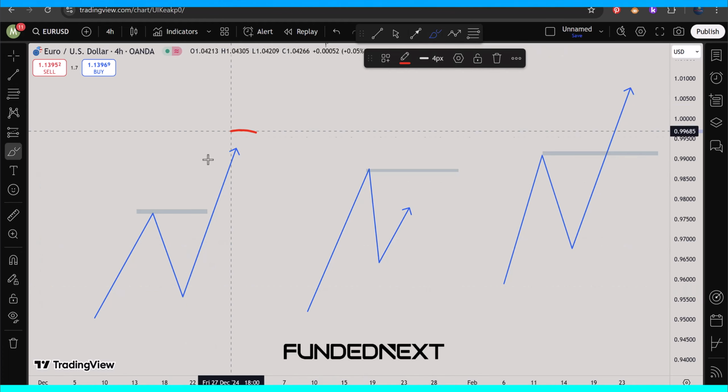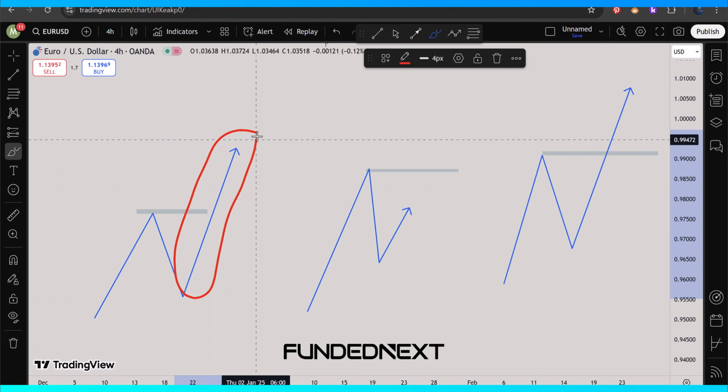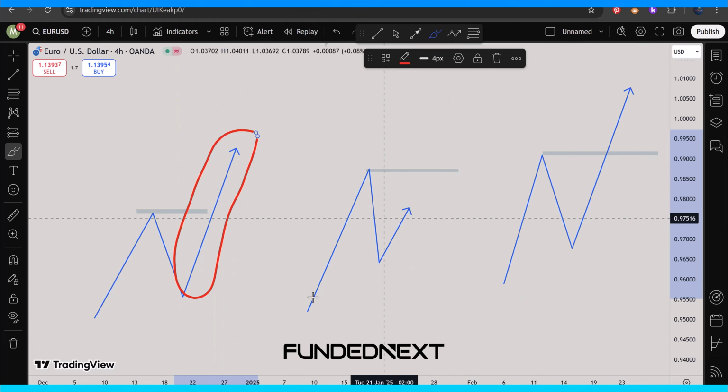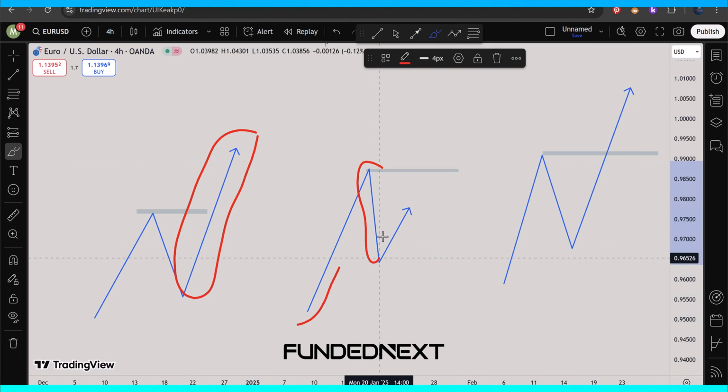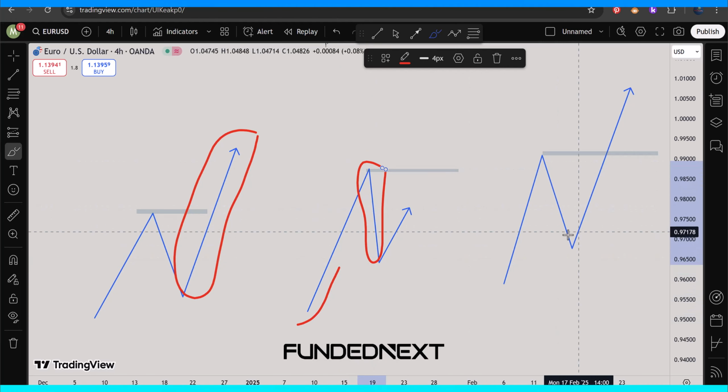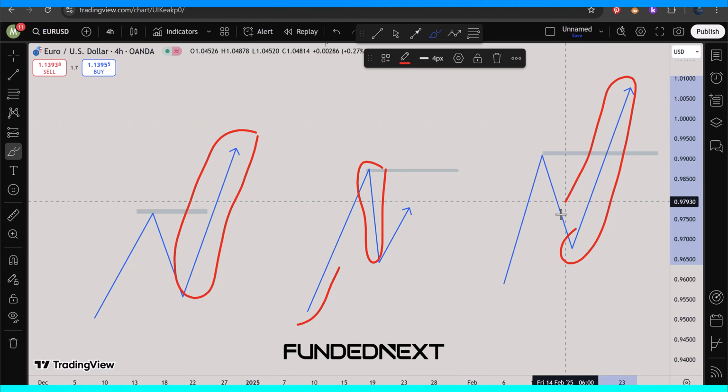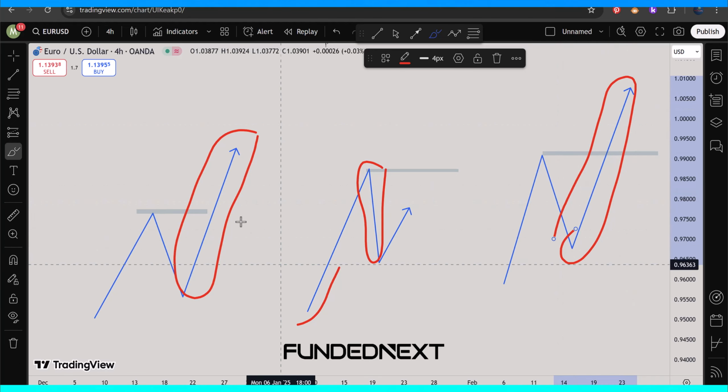So what you want to be doing here is to understand that when these moves happen, and we are talking about these moves that are going up, right? When these moves happen, and this move, let's say here we are looking at this move that goes down, right? And here we are looking at this move that goes up. So these are our impulse moves, right? These are our impulse moves.